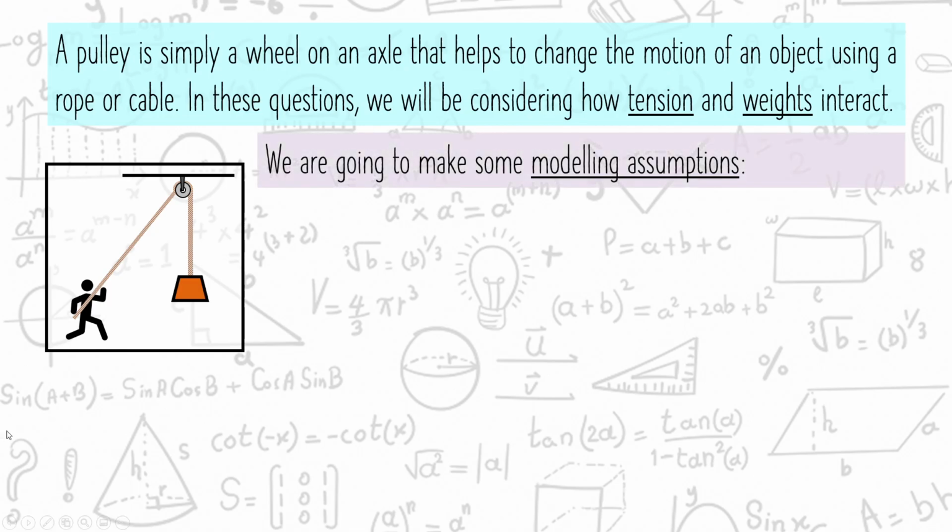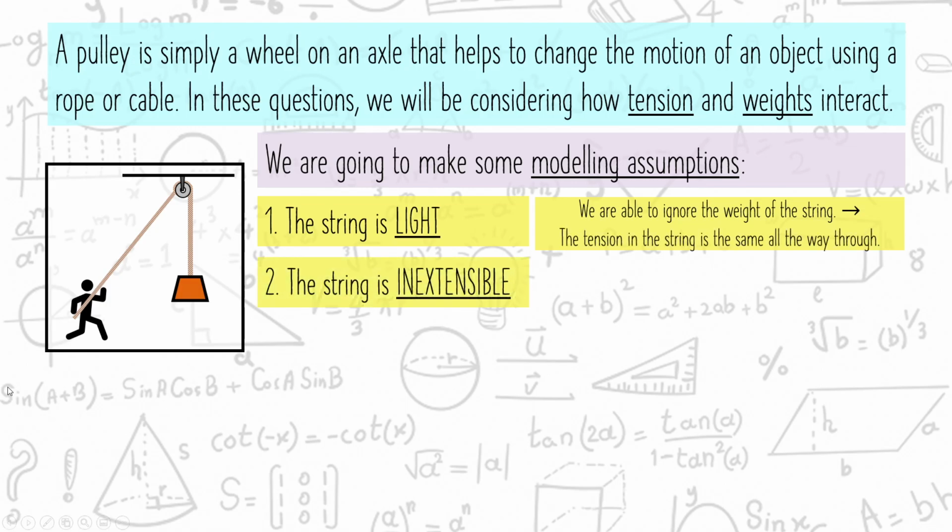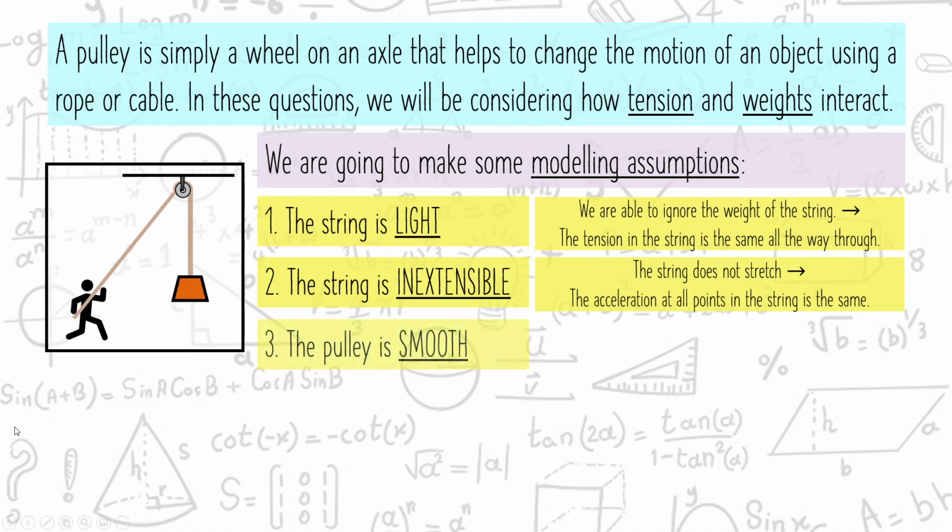To make our lives a little bit easier, we're going to make some simplifying assumptions. We're going to presume that the string is light, which means we're able to ignore the weight of the string and that the tension is the same all the way through. The string is inextensible, meaning the string does not stretch, and the acceleration at all points in the string is the same. And finally, the pulley is smooth, so we can ignore any frictional forces.